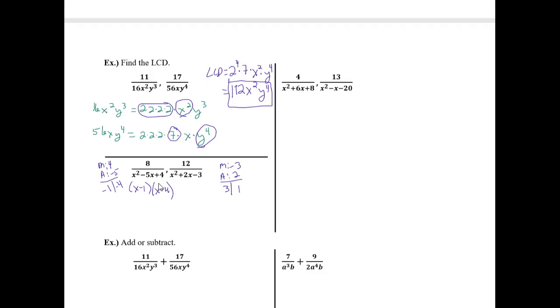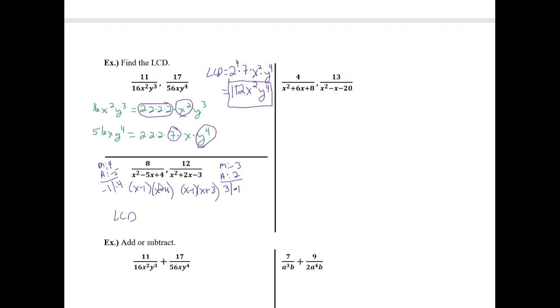So 3 and 1 are the only factors of 3. And if I want to add to a positive 2 but multiply to a negative, I'm going to put that negative with the 1. So 3 times negative 1 gives us negative 3, and positive 3 minus 1 would be positive 2. So this factors into x minus 1 and x plus 3.